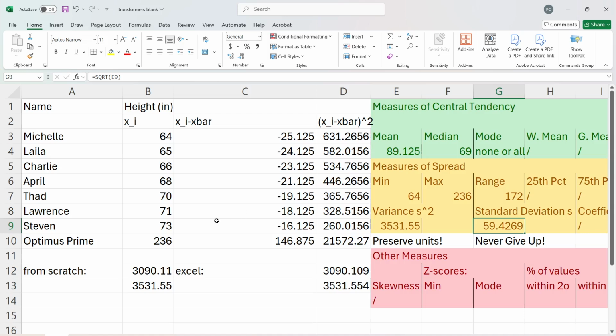That kind of makes sense. Optimus Prime is doing a lot of work here because, of course, he is 150 inches taller than this hypothetical average person. He's quite enormous. Okay, that's variance and that's standard deviation.